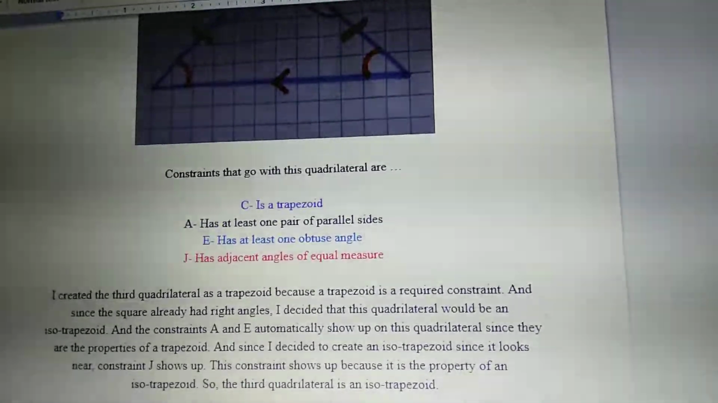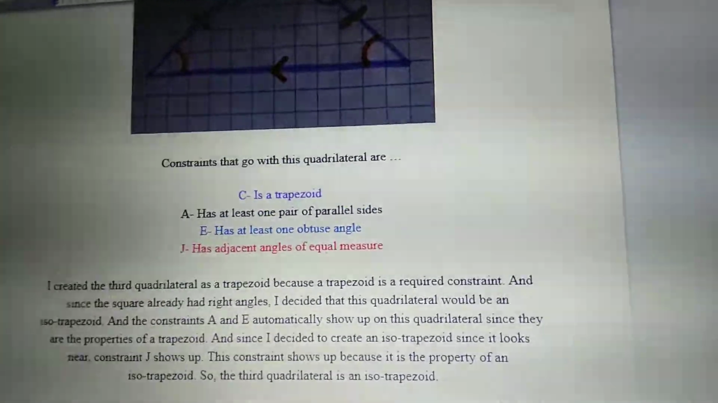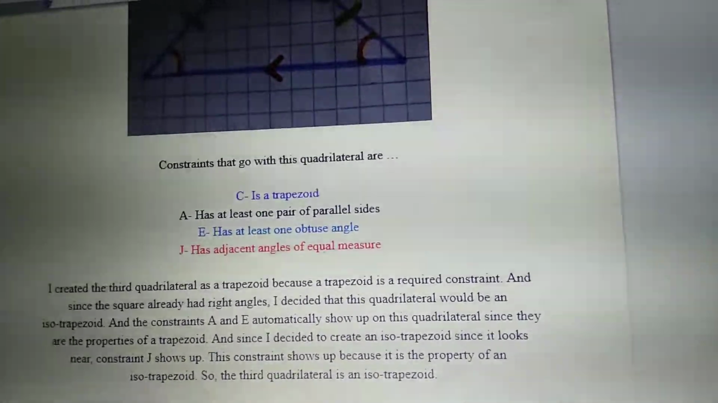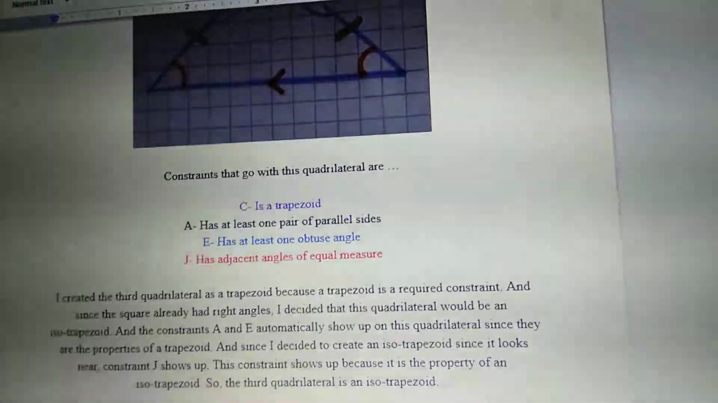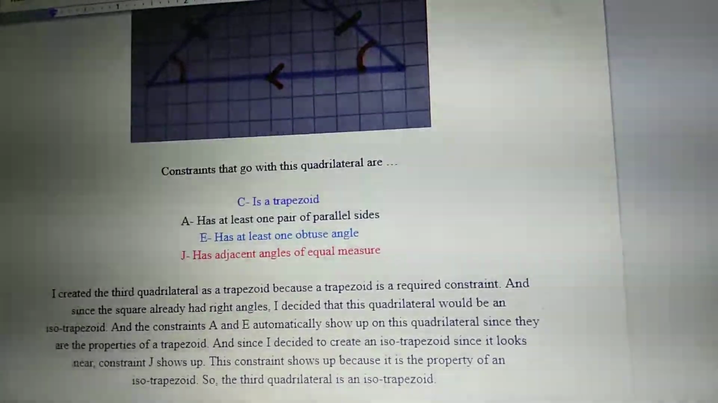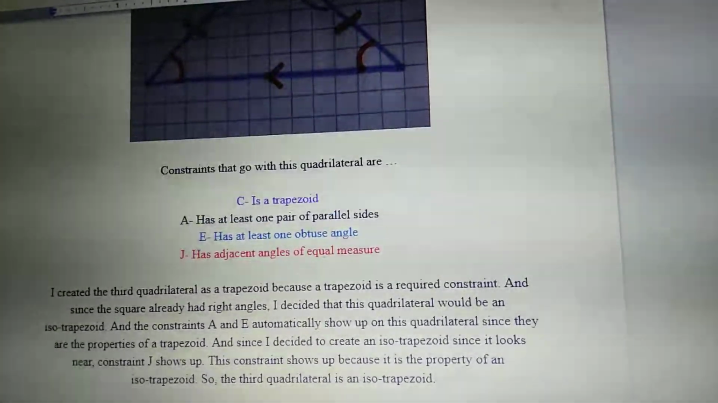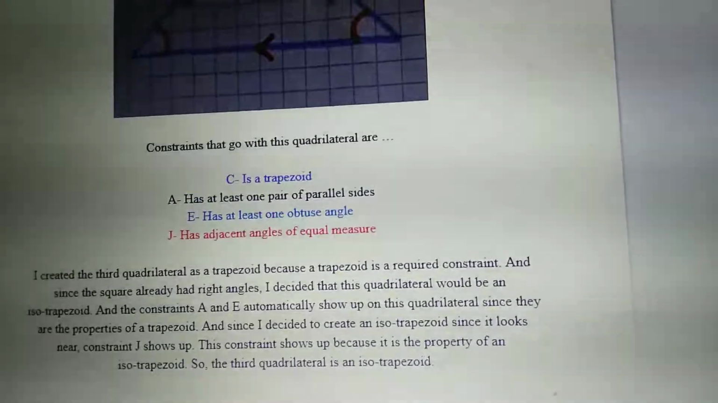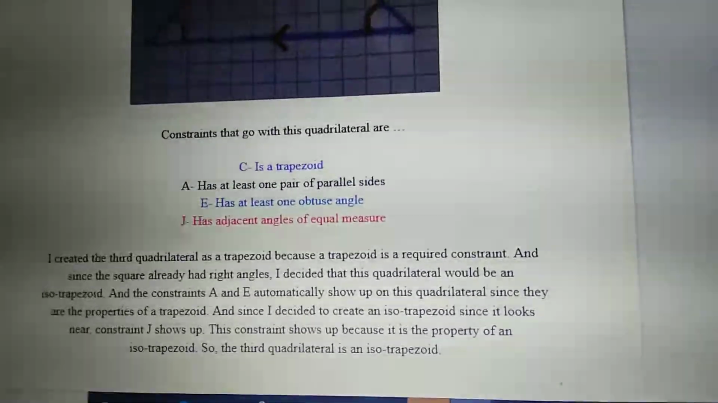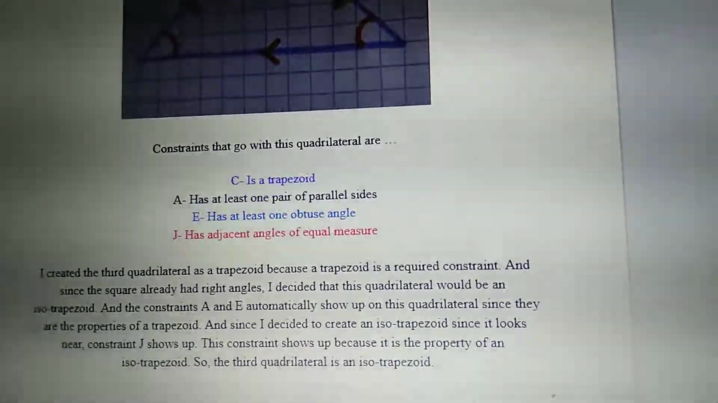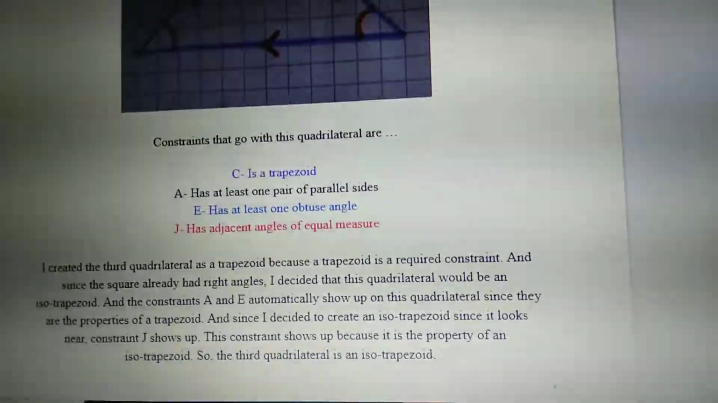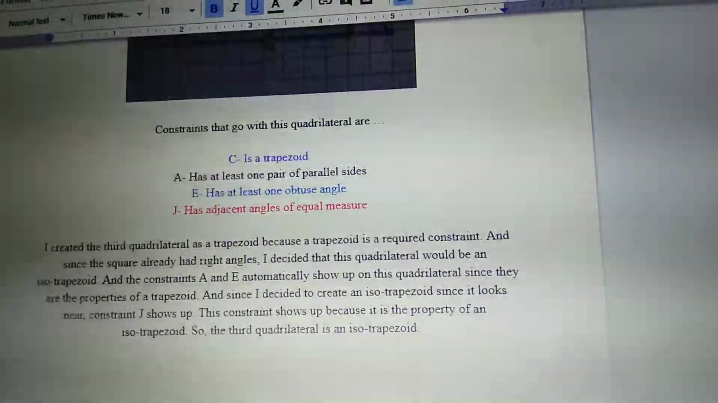And the constraints A and E automatically show up on the quadrilateral since they are the properties of an isotrapezoid. And that's about it. Actually, no. Constraint J is also a property of an isotrapezoid, and of course I created the third quadrilateral as an isotrapezoid.